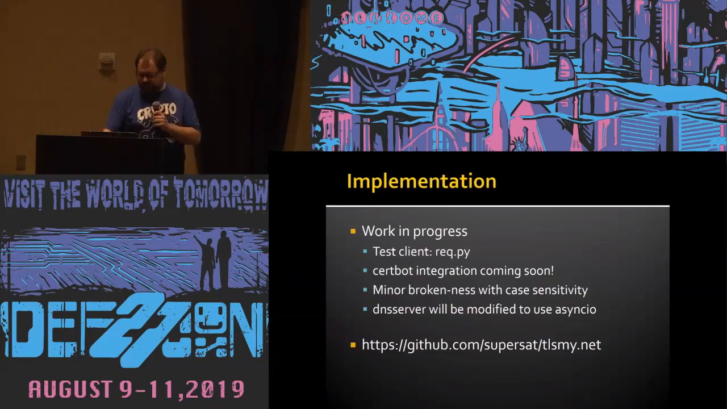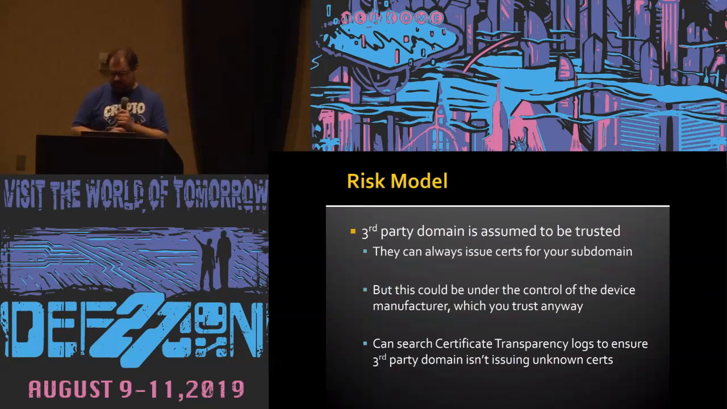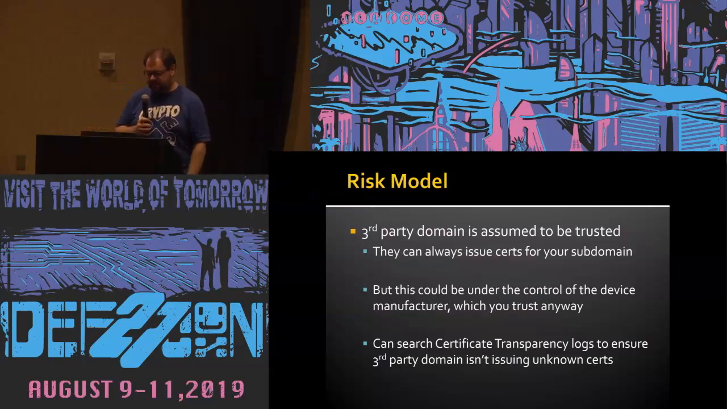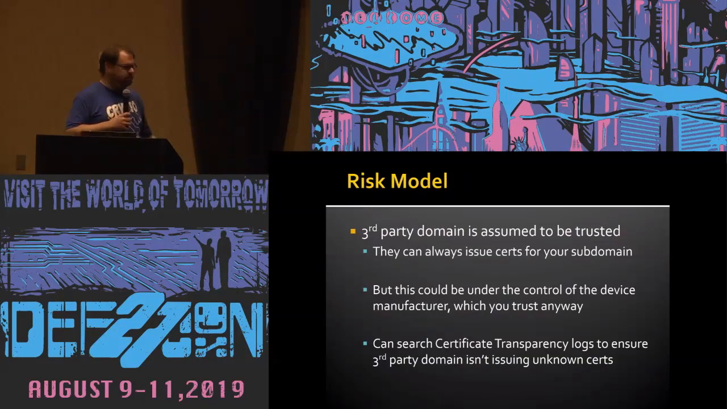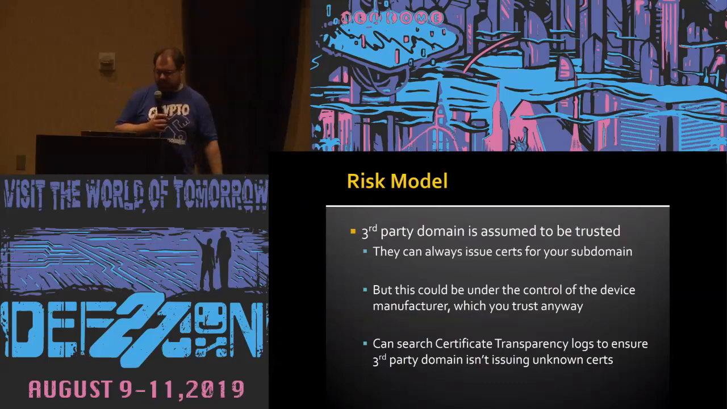So before I finish this talk, I might want to talk a bit about the risk model here. This seems a bit non-standard, and you might have some concerns about this, and I'll just talk a little bit about those. The third-party domain that you use, in this instance tlsmy.net, is assumed to be trusted because they can always prove control over that domain and any of its subdomains.